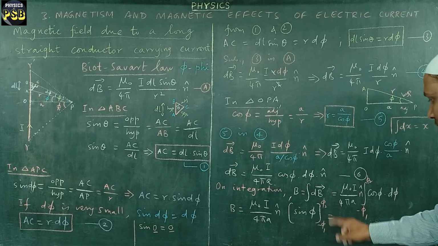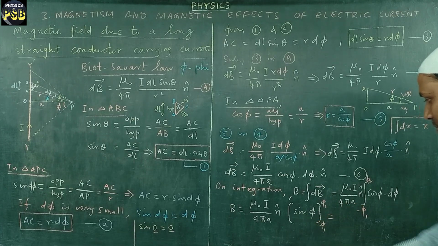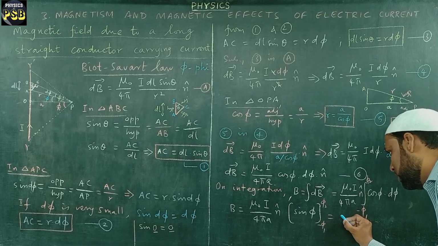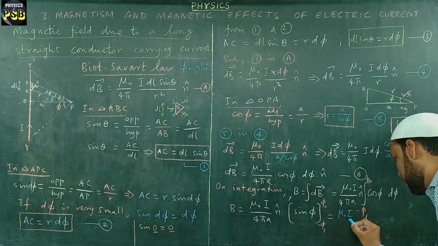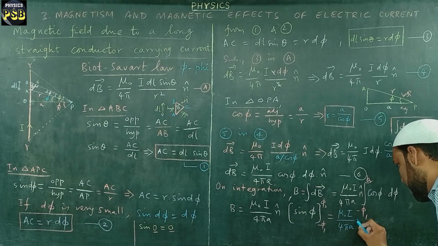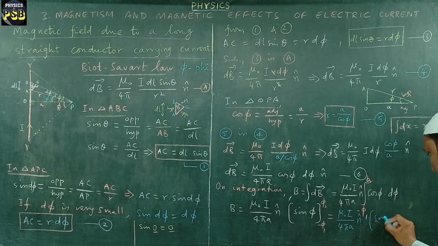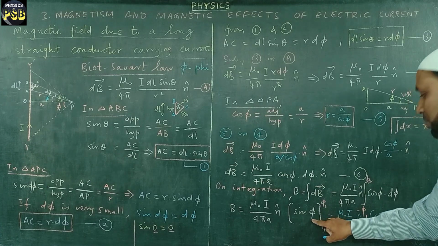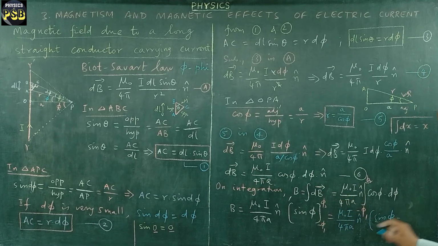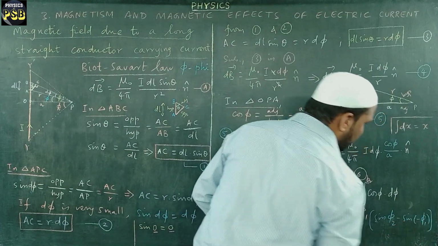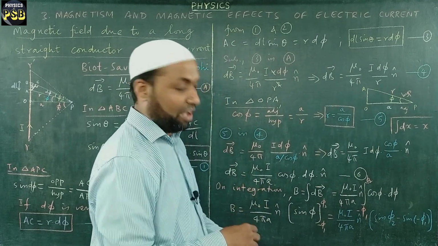Now I am going to substitute the value of φ1 and φ2, that is the limits, in the place of φ. So what will I get if I do so? I will get μ₀ I upon 4π a n cap, then sin of φ2, first in the place of φ, I write the upper limit φ2, minus sin of minus φ1. Here I substituted the upper limit and the lower limit. Clear?